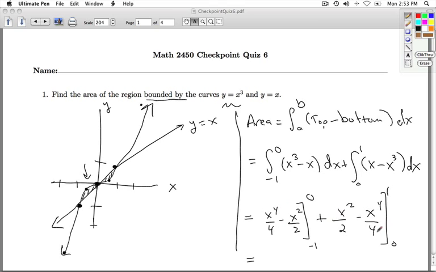Plug in and do the machinations here. You're going to get 0 when you plug the zeros in. When you plug in the negative 1, you'll get 1/4 minus 1/2, which is negative 1/4, but it's being subtracted. Here, when you plug in the 1, you're going to get 1/2 minus 1/4. So when the dust settles, you're going to get a grand total of 1/2. So 1/2 is the area bounded by these two curves. And that'll do it for number 1.